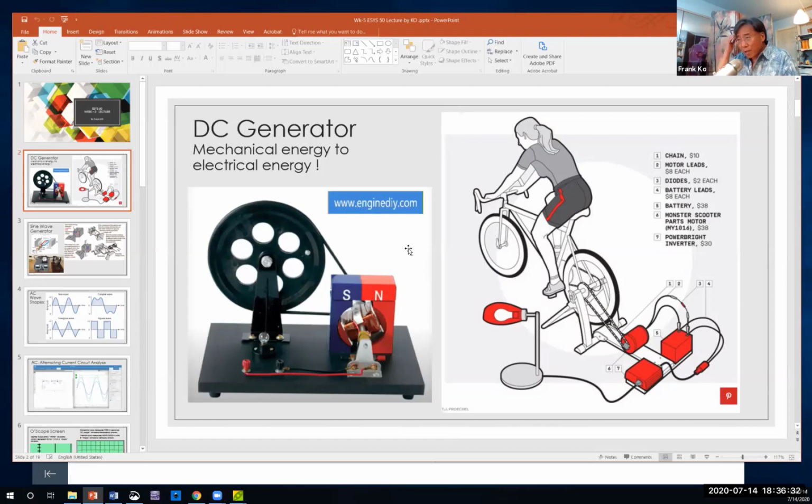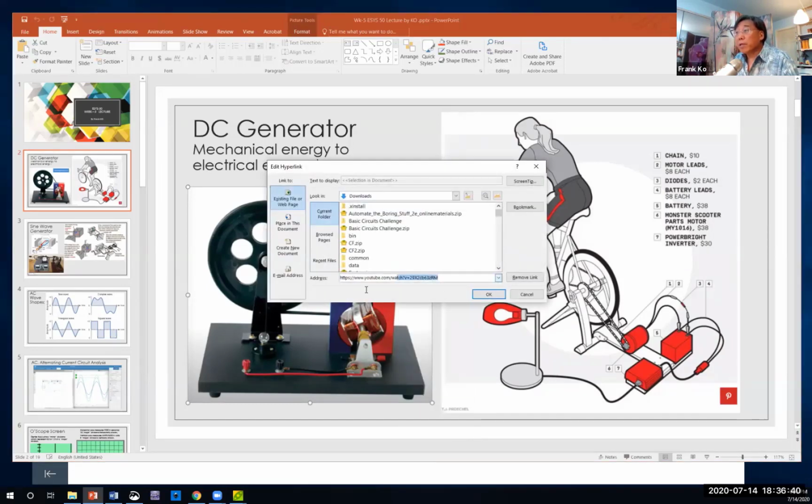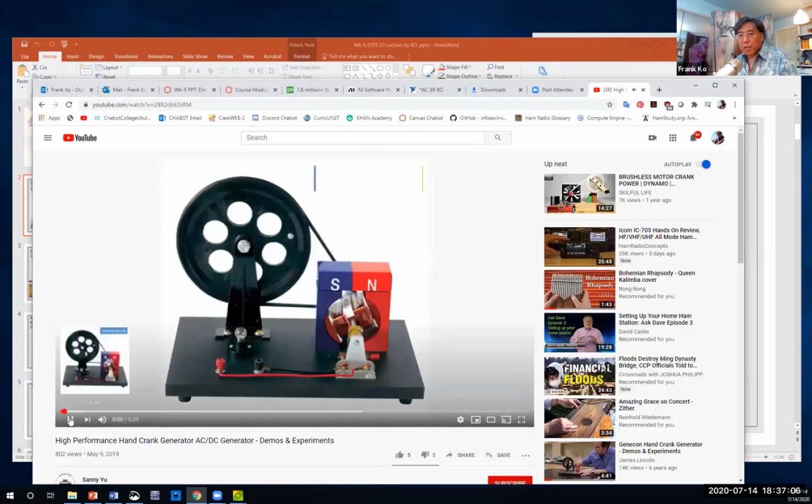And the DC generator, this guy is a video. So if I click on this guy and go to its link, let me edit the hyperlink. Select the hyperlink. Okay, starting at the beginning.